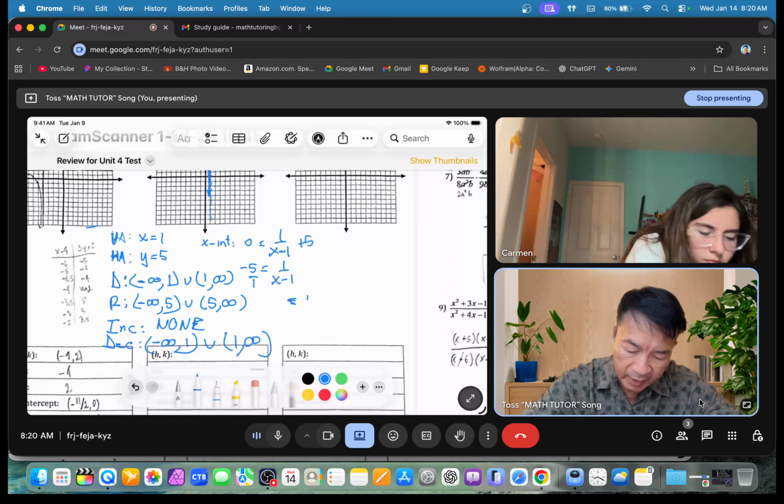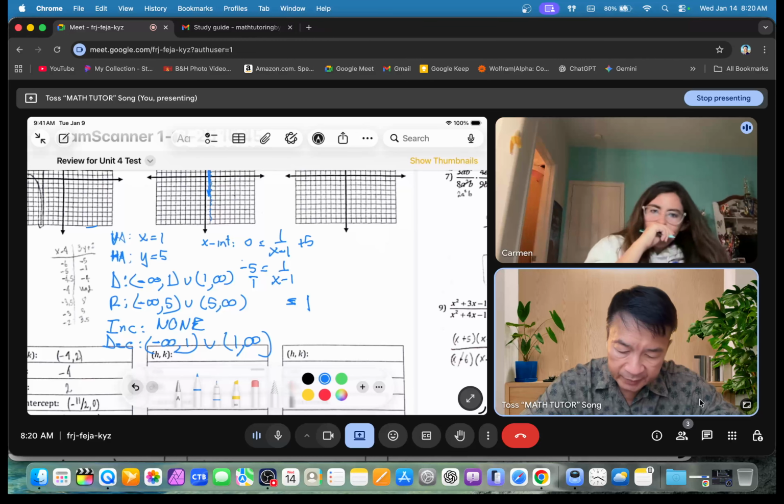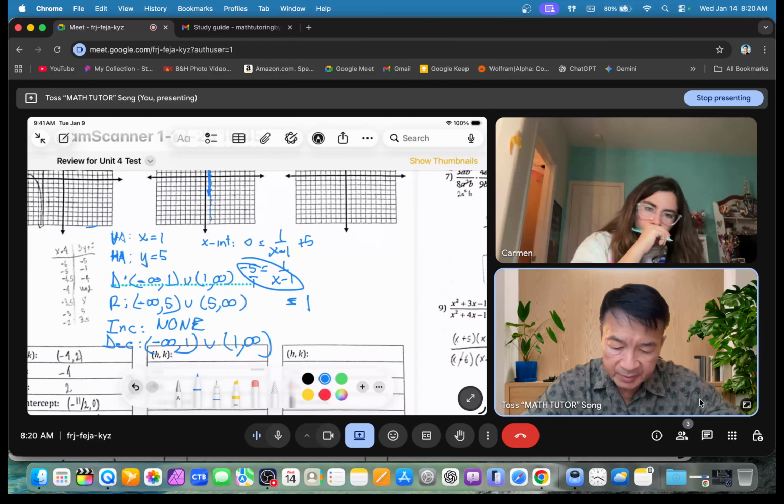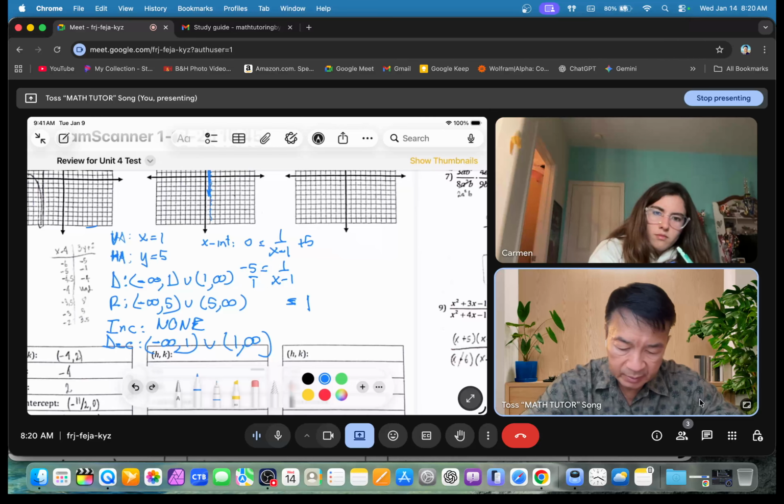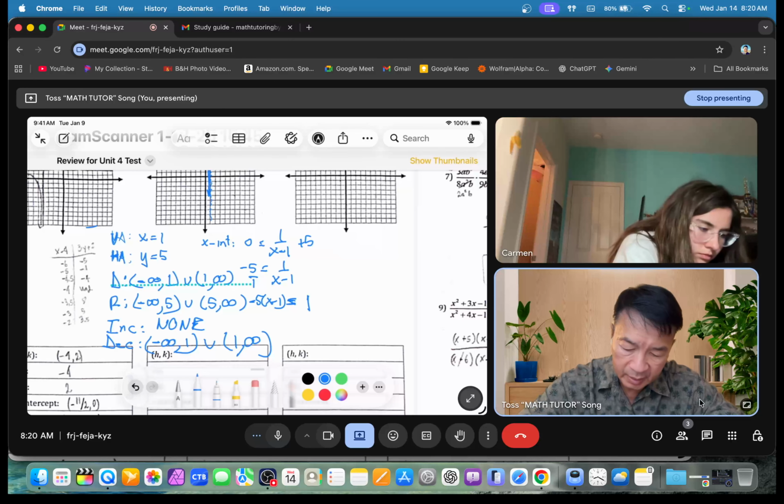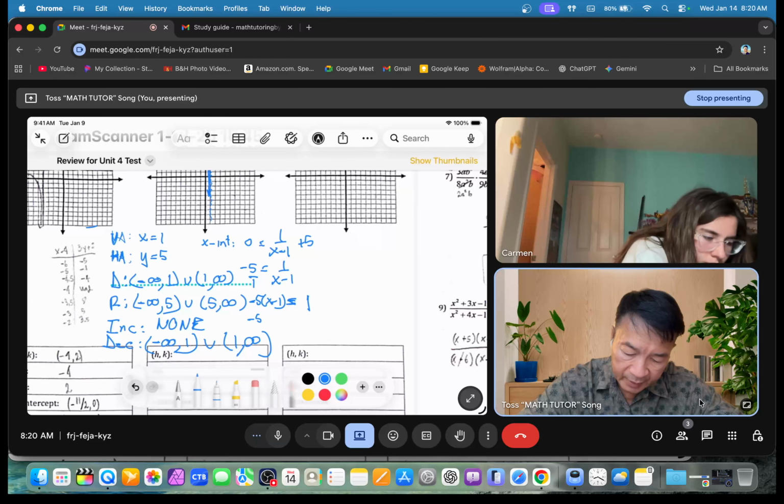I'm indenting it over, and the left side it's -5 times that. Now you can write -5 parenthesis x minus 1 to show all the work. Distribute: -5x plus 5 equals 1.